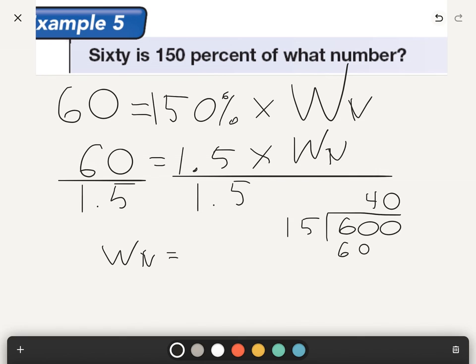equals 40? Is 60 150% of 40? Yes! Thank you. Okay, so those are examples.